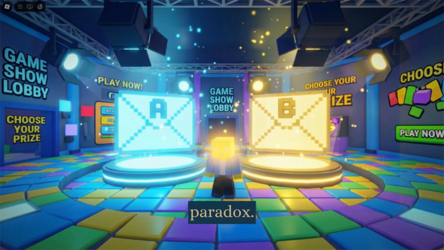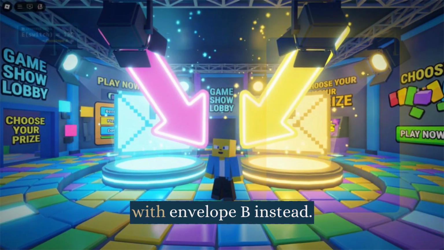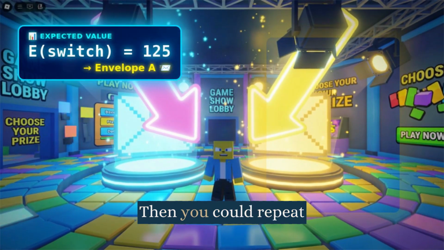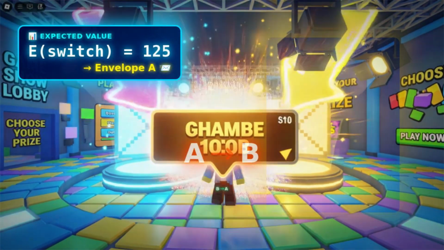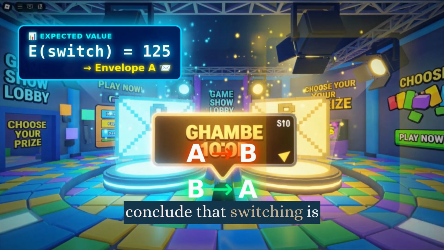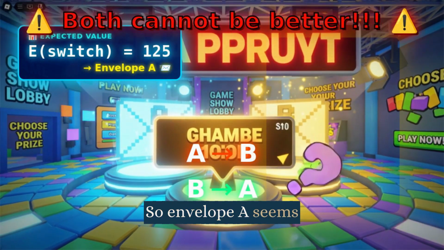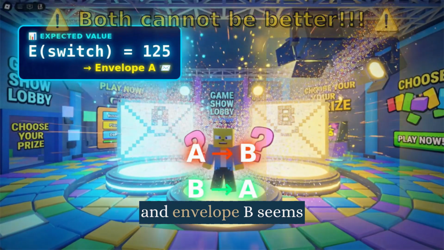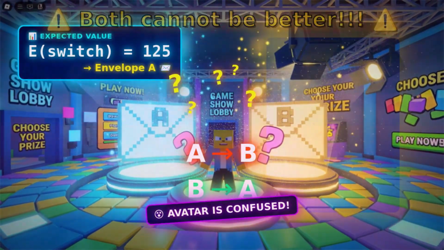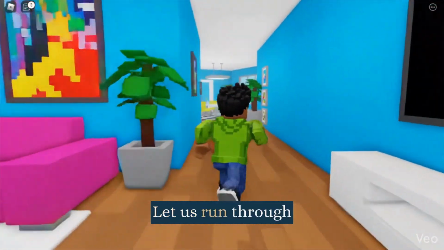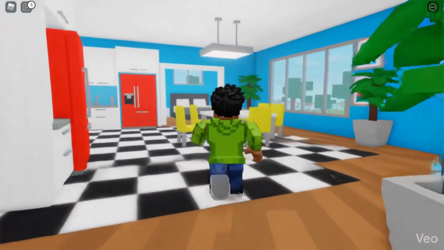But now comes the paradox. Suppose you had started with envelope B instead. Then you could repeat exactly the same logic again. You would once again conclude that switching is better. So envelope A seems worse than envelope B, and envelope B seems worse than envelope A. That is impossible. Let us run through it to resolve this problem.